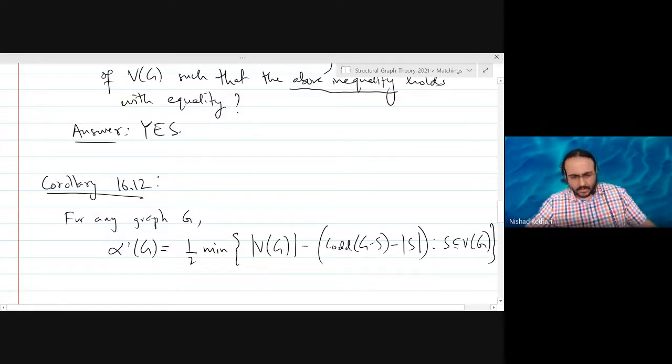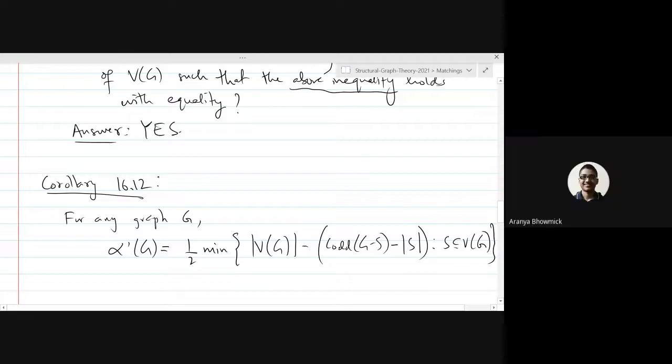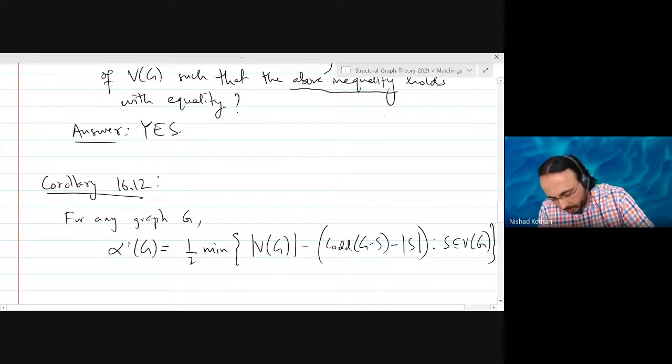What does it look like in the case of bipartite graphs? Like, did we see a min-max result in the case of bipartite graphs? Yeah, I mean the size of the maximum matching equals the size of the minimum vertex cover. Exactly. So this can be viewed as a generalization of Koenig-Egervary.